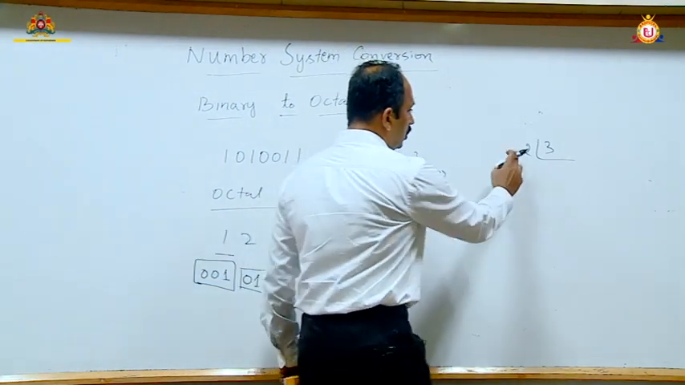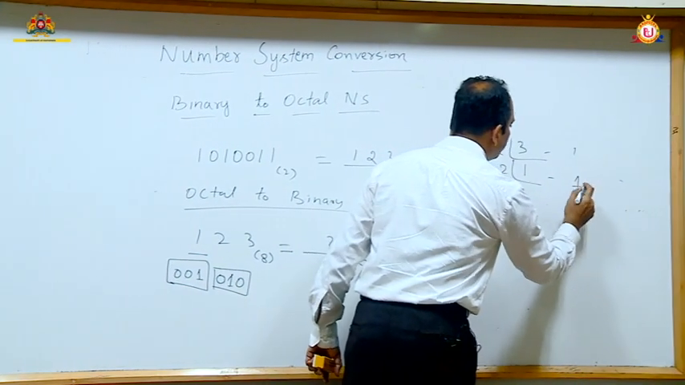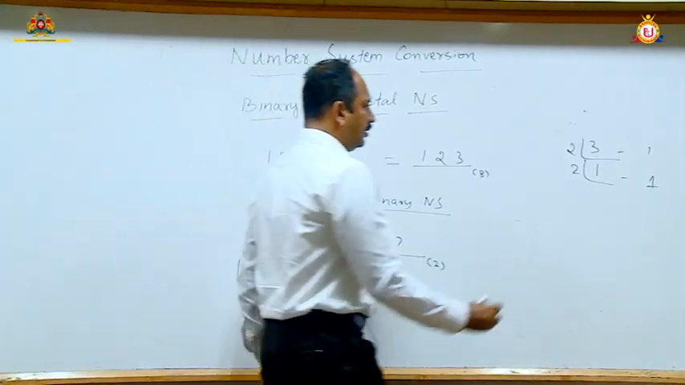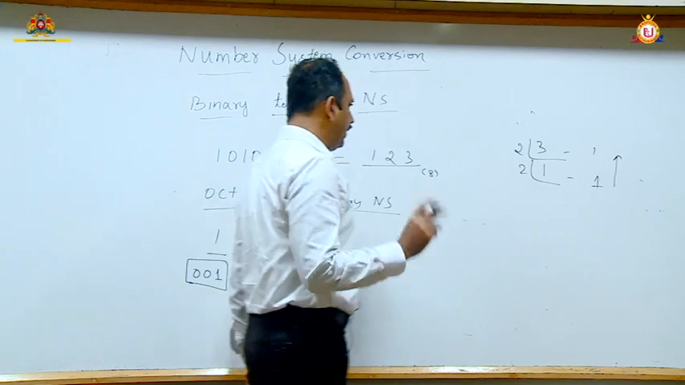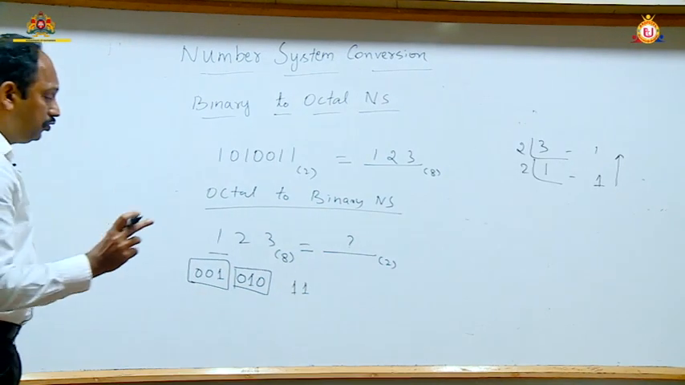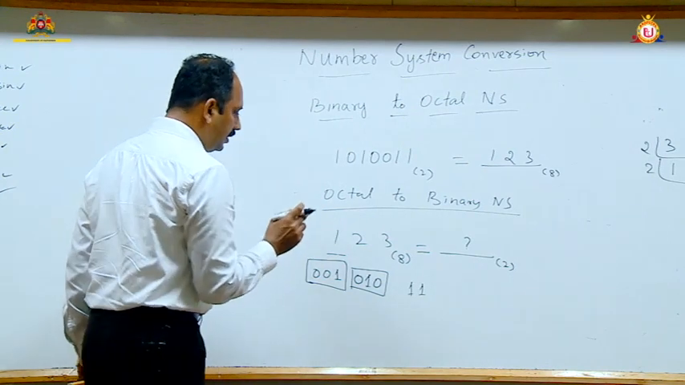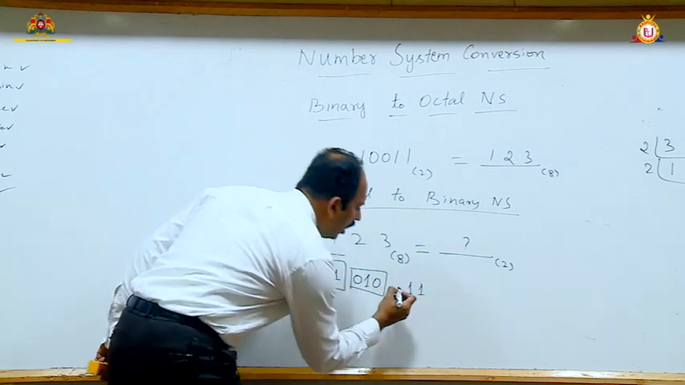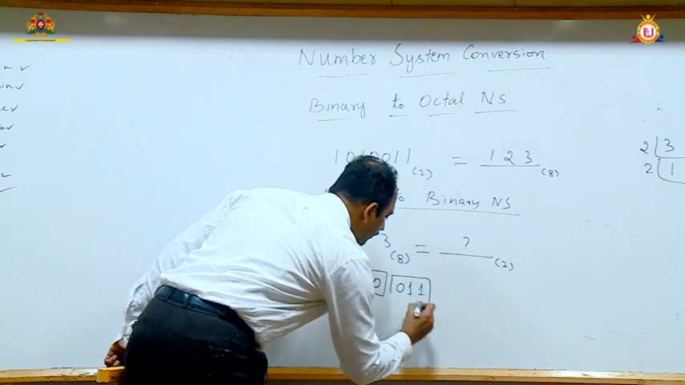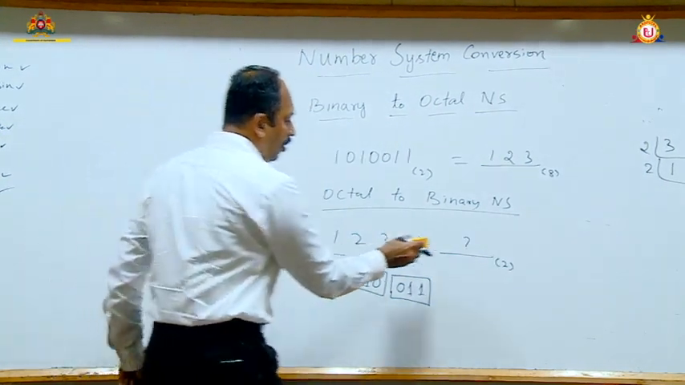by 2. So 2 ones are 2, remainder is 1. 1 cannot be divided, so therefore it should be written as 1. From the calculation, we obtained 1 and 1, only 2 digits for 3. But we have to make a group of 3 binary digits to convert this binary to octal. So therefore I am prefixing 0 to this number. This stage is very, very important. If you miss this stage, then the result will be wrong.